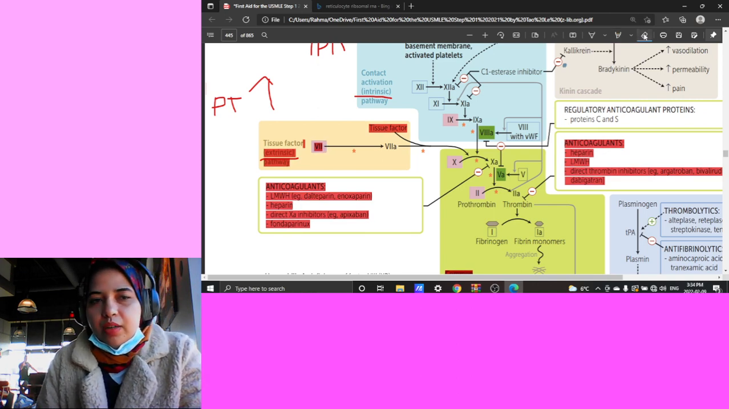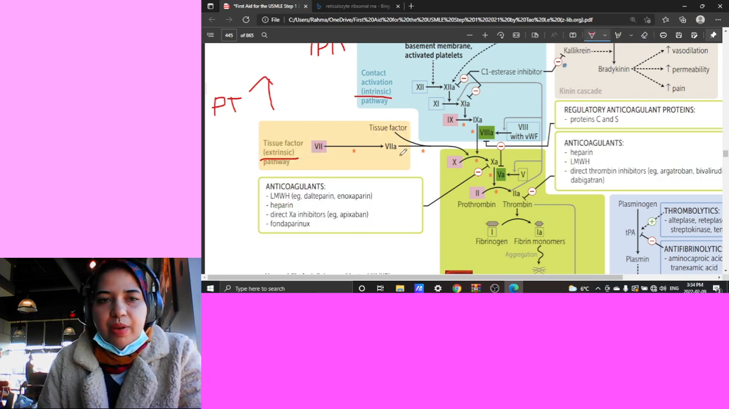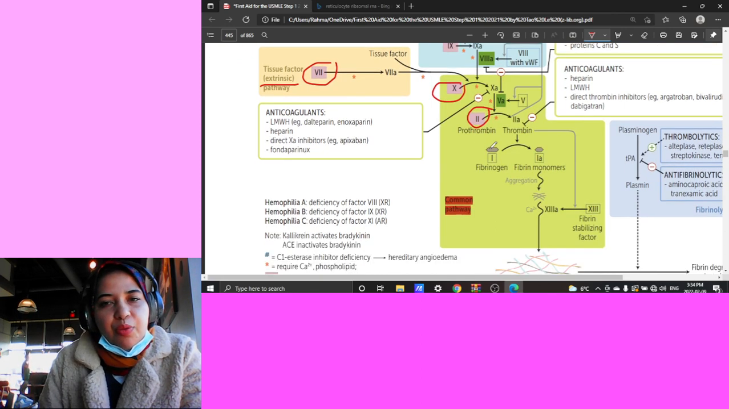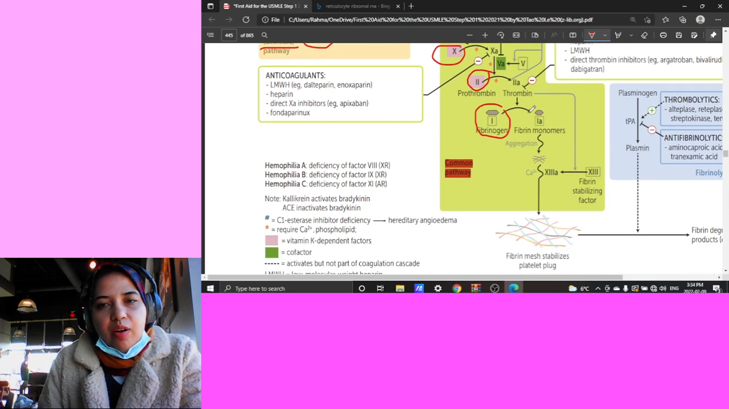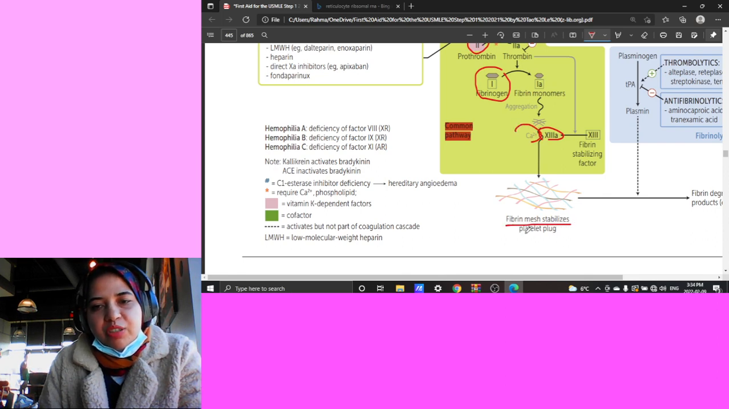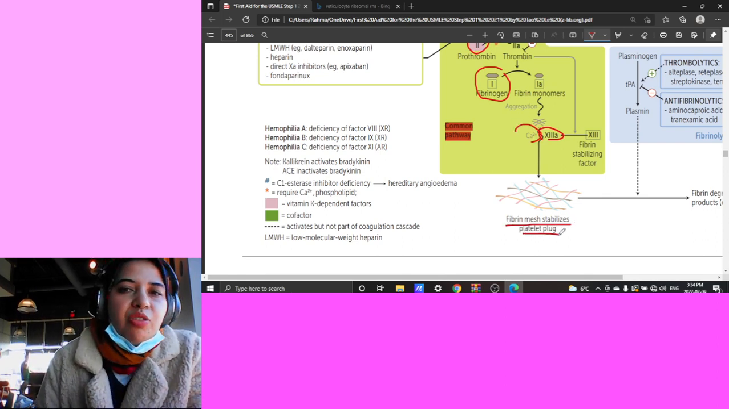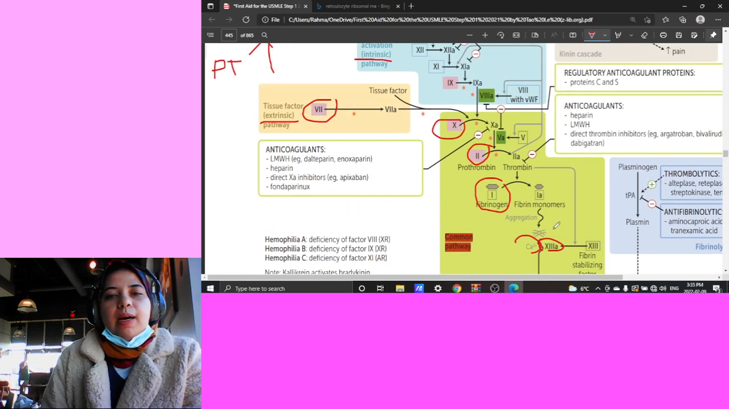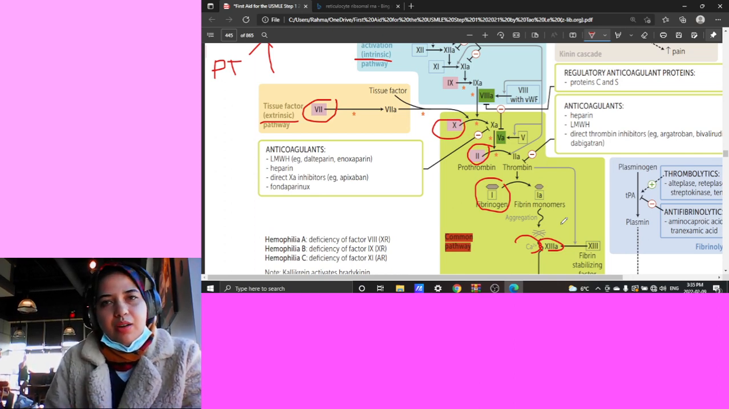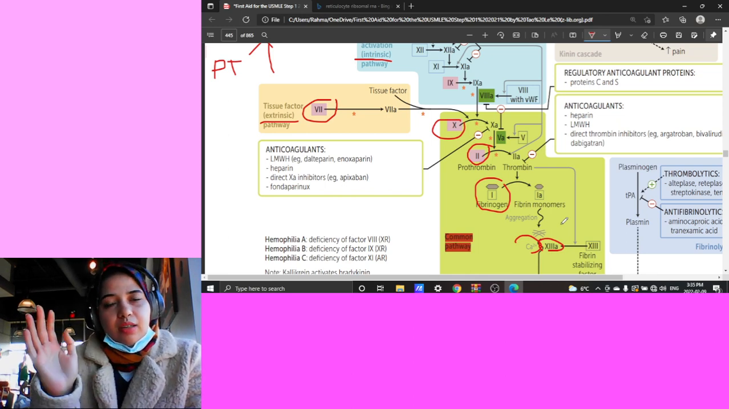It's not highlighted properly, so we're just going to stick to the text. You have factor 7. Factor 7 is going to activate factor 10. Then factor 10 is going to activate factor 2, which is prothrombin. Factor 2 is going to activate factor 1. At the end of the day, you're going to have factor 1 along with factor 13 and some calcium, and you get a fibrin mesh, which stabilizes that platelet plug. You stabilize it using fibrin, right? So the numbers you have are 10, 2, 1. That's the common pathway. If I went 7, 10, 2, 1, that's the extrinsic pathway plus common. The rest are the intrinsic pathway.